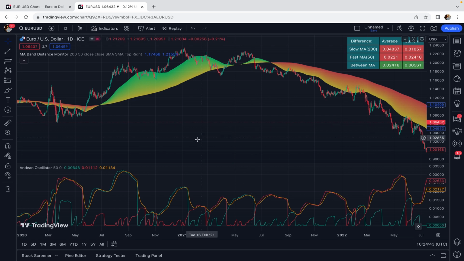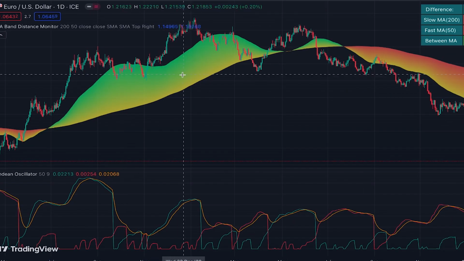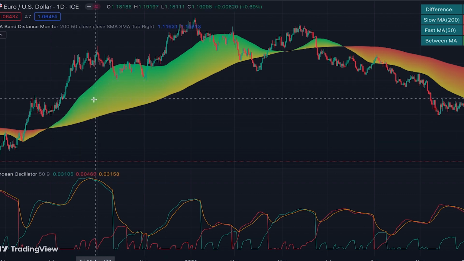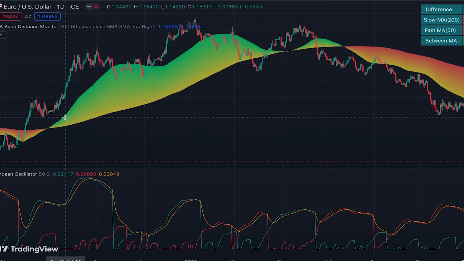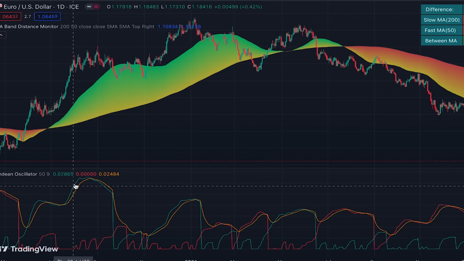Alright, as I said, we use this moving average band for trend identification. When it's green, we look for long position opportunities. For example, from here it became green, and if you look at the Andean oscillator, you can see that the green line is already above the red line and the orange line.